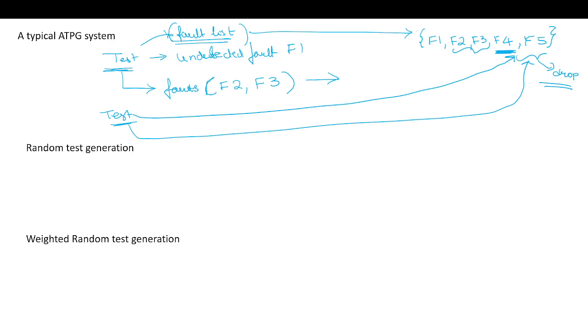So first we generate a test for an undetected fault, and then we drop all the faults detected by this test vector by performing fault simulation. Next we repeat this step until we have considered all the faults in the list. Sometimes some faults are untestable faults. That means no test pattern can be generated for such faults.